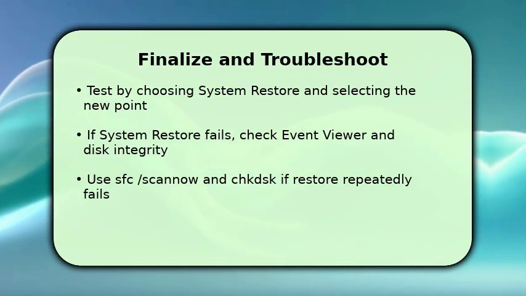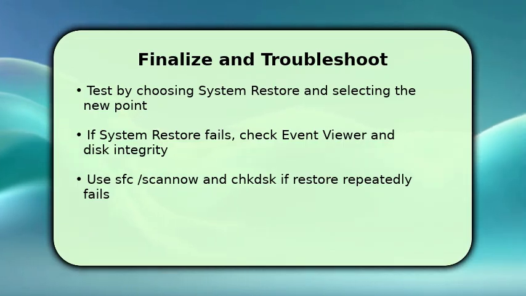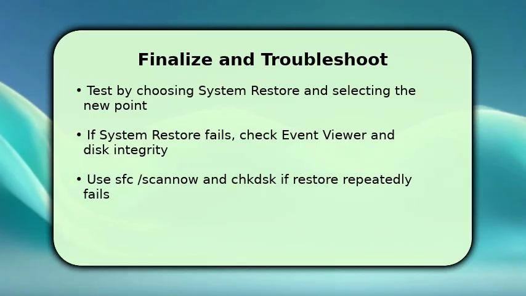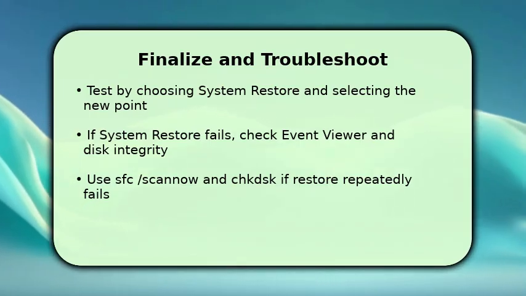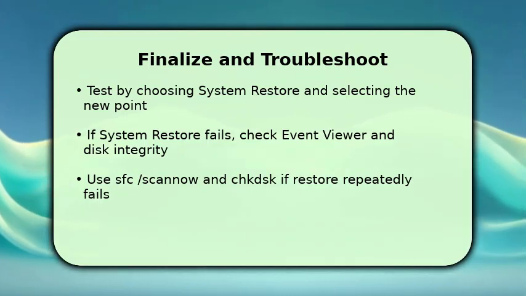If System Restore fails to start or apply a point, check Event Viewer for VSS or SR errors and ensure Volume Shadow Copy Service is running. If errors persist, run sfc /scannow and chkdsk on the target drive, then recreate the point. These repairs resolve corrupted system files that block restore operations.